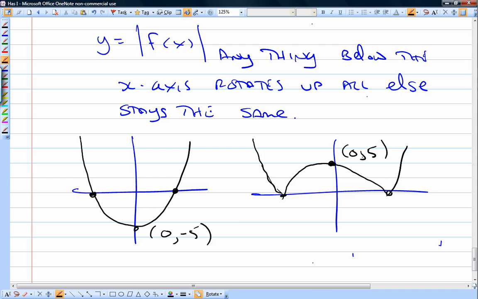So first thing is graph the f of x. And again, do all your compressions and translations, and then do the absolute value.